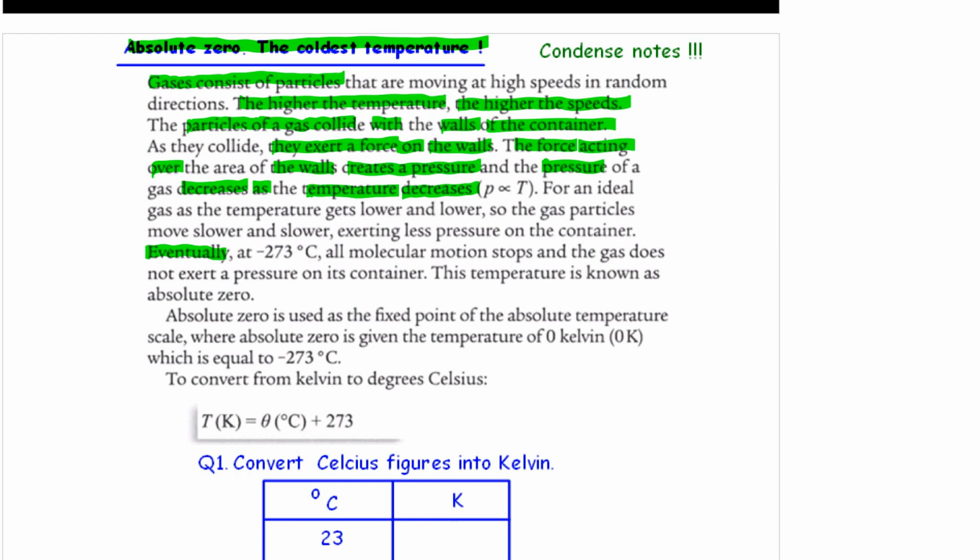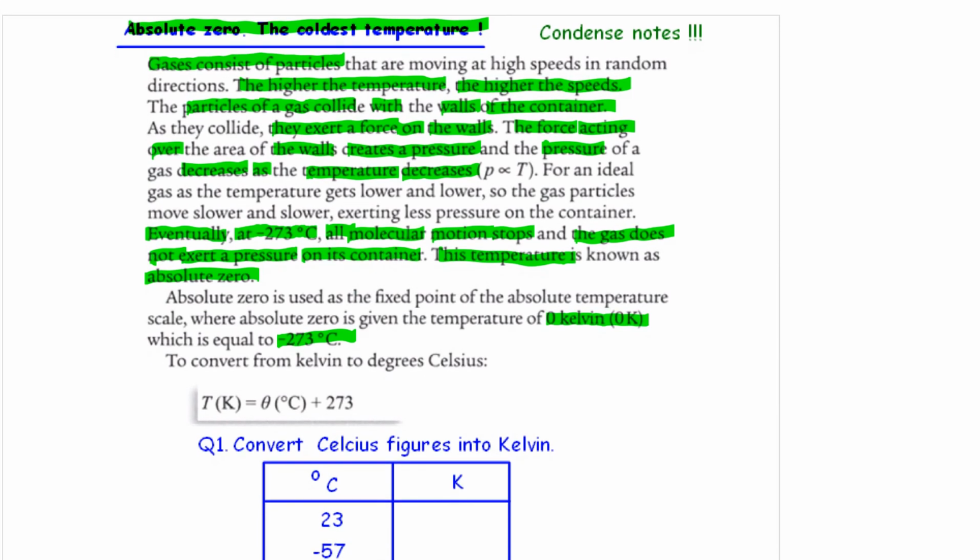Eventually, at minus 273 degrees C, all molecules stop moving. The gas does not exert any pressure on its container. This temperature is absolute zero. Absolute zero is 0 Kelvin or 0 K, or minus 273 degrees C. You cannot get a temperature lower than that.